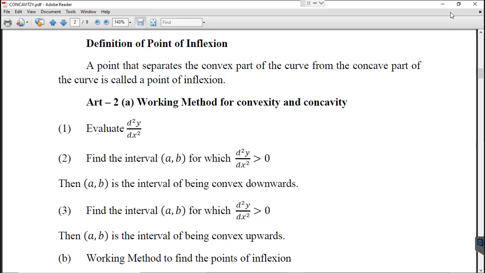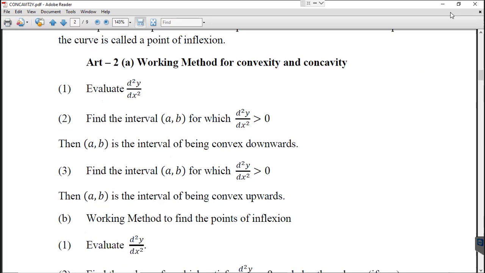Similarly, for the interval (a, b) for which d2y by dx2 is less than 0. Here there is a typing mistake. You have to check the interval for which the second order derivative is less than 0. Then the interval (a, b) is the interval of being convex upward, for which the second order derivative is less than 0.